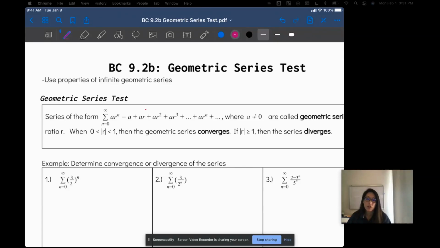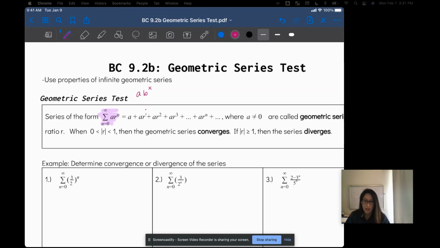All right, we're doing the geometric series test, which is basically we are looking at exponential functions. So if you look at our summation equation, we have the sum from n equals 0 to infinity of a times r to the n. That's a times b to the x. Yes, a times b to the x. Okay, so then we have a is our initial value, and r is the constant multiplier.